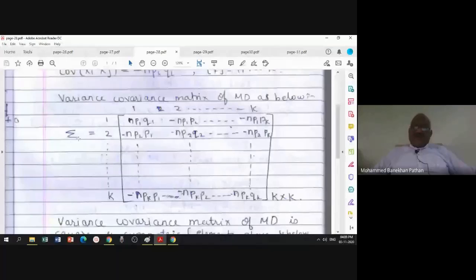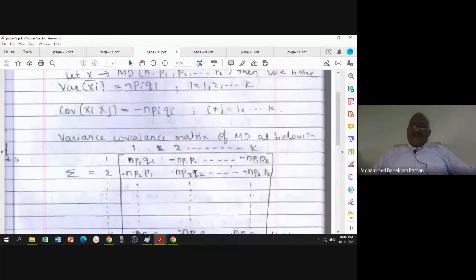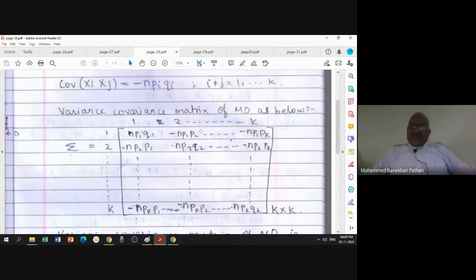The first row stands for x1, the second for x2, and the last for xk. Now inside the matrix, we have to write the corresponding expressions. Here, the first element represents the variance of x1. And we know variance is n times pi qi, so it is n p1 q1. Now this element is a study of x1 with x2.